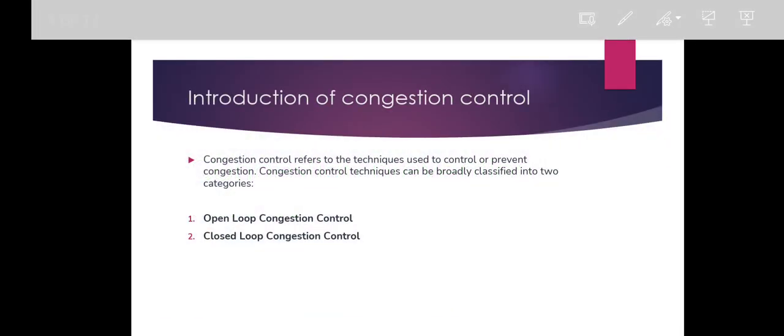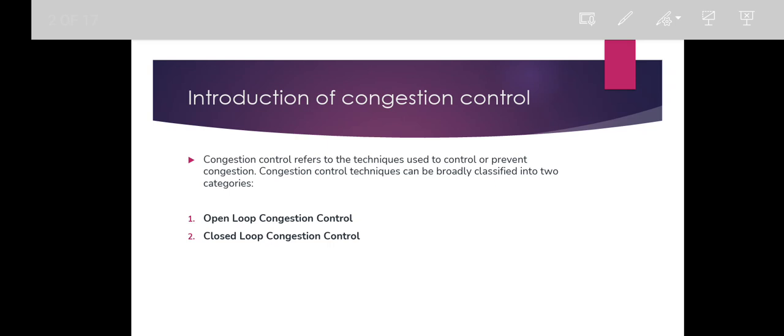Before seeing congestion control, let's understand what congestion is. Congestion is nothing but traffic in a network. Congestion occurs when the load on the network is greater than the capacity of the network. It means the capacity of the network is very low and we are trying to send a large number of packets, so it may create congestion.